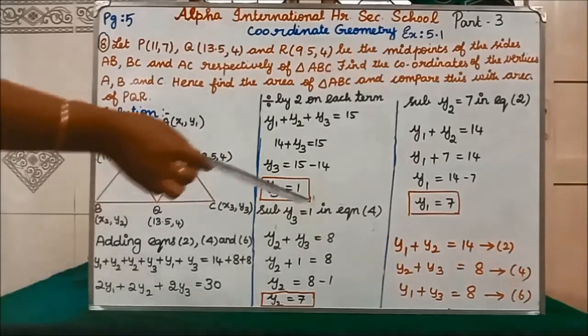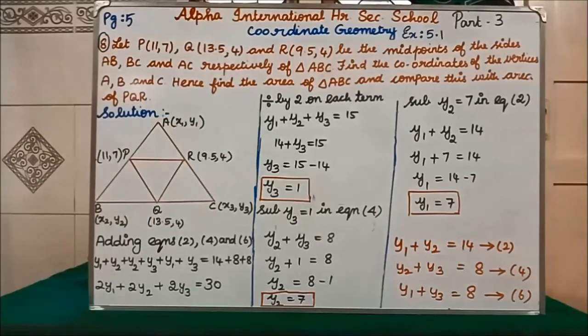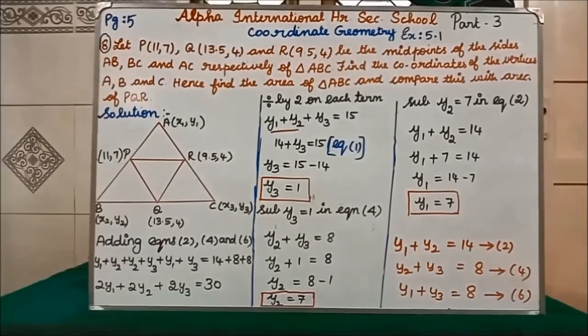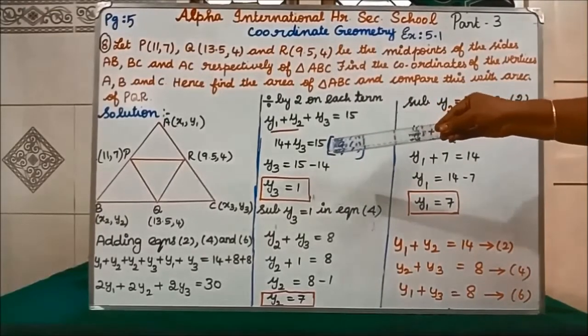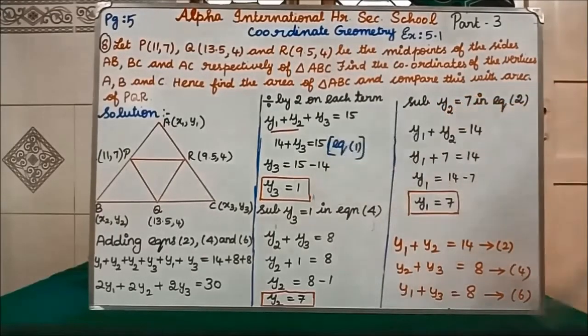So we all know y1 plus y2 is equal to 14, isn't it? We are having y1 plus y2 equal to 14, isn't it? So in the place of y1 plus y2 we are going to put 14. Plus y3 equal to 15 we are going to write. Clear? Then next step, 14 if it comes this side it will become 15 minus 14, isn't it? So 15 minus 14 is what? 1. So now y3 value we have got, 1.